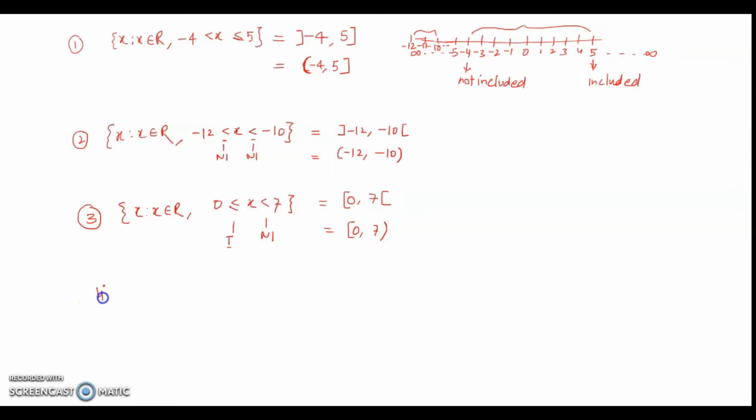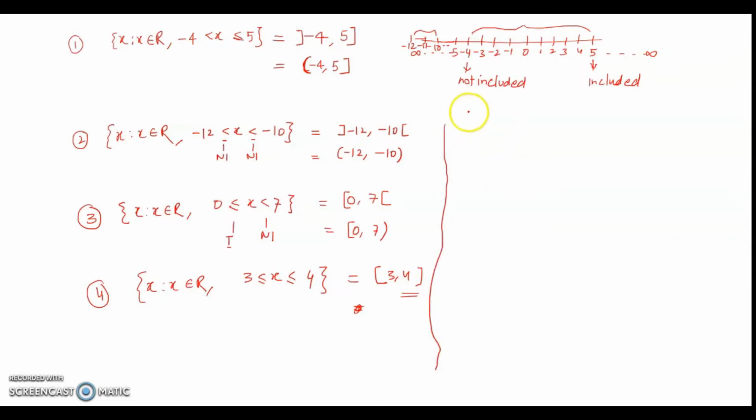The fourth example, let's take one more example. x such that x belongs to R, and 3 is less than or equal to x is less than or equal to 4. I think it is very clear here, both boundaries are included, so you can simply write it as 3 and 4 this way, there is nothing open, so that's the best way to write it.